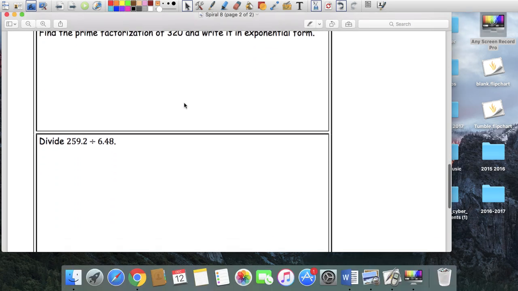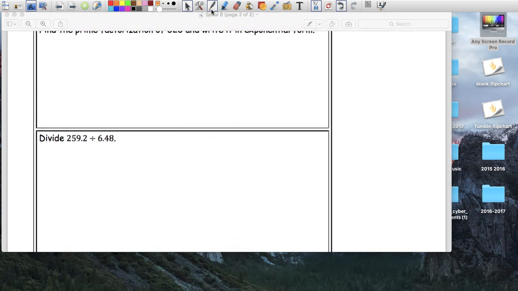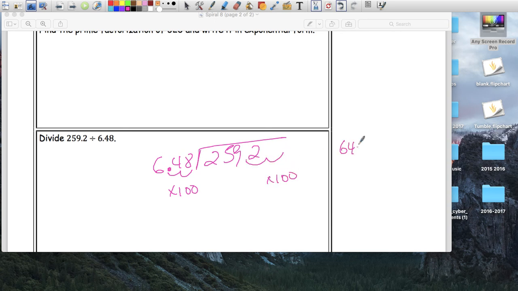Divide 259.2 divided by 6.48. Okay, so let's do that one. Remember, we want to make this a whole number, so move that decimal twice, or multiply it by 100, same thing. Move this twice, 1, 2, or multiply by 100. So our new problem becomes 648 on the outside, and inside becomes 2592. And remember that empty space, we put a 0.